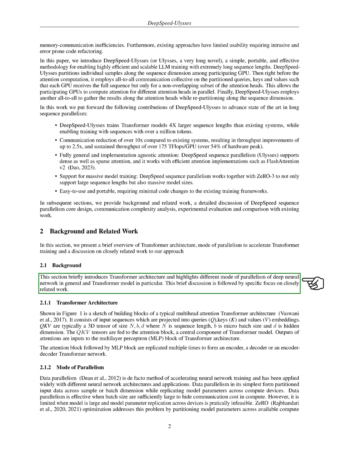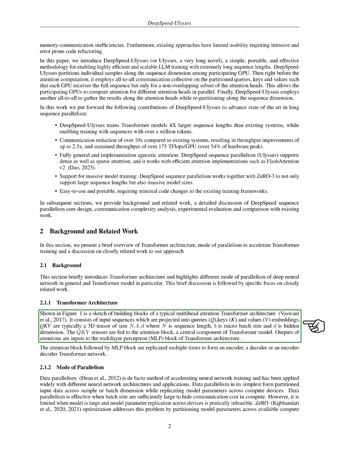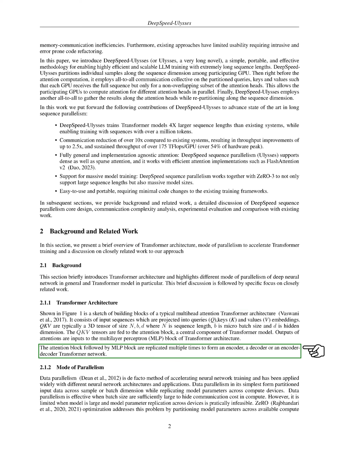The transformer architecture is a key part of this discussion. It consists of input sequences projected into queries, Q, keys, K, and values, V, embeddings. These are typically a 3D tensor of size n, b, d, where n is sequence length, b is micro-batch size, and d is hidden dimension. The QKV tensors are fed to the attention block, a central component of the transformer model. Outputs of attentions are inputs to the multi-layer perceptron, MLP, block of the transformer architecture. The attention block followed by the MLP block are replicated multiple times to form an encoder, a decoder, or an encoder-decoder transformer network.